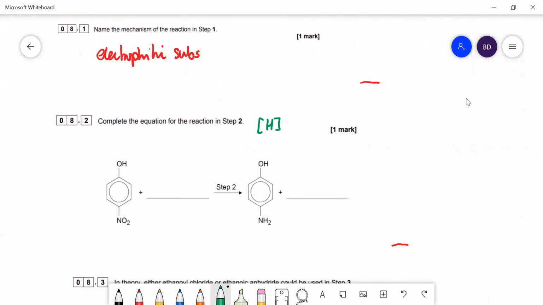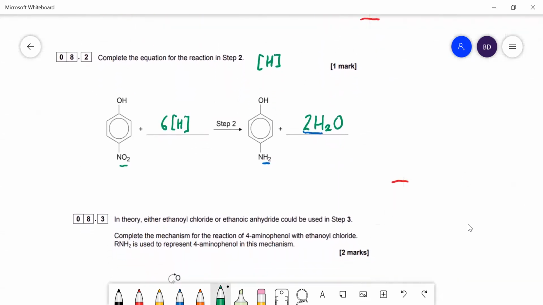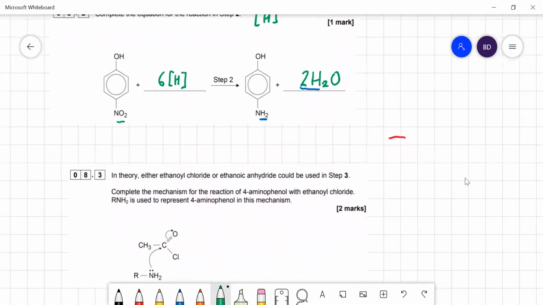Right. Okay, so what is going to happen to these oxygens? They're going to end up on the other side of the equation as waters. So that's going to be H2O there. We're going to need 2 H2Os. There's 2 oxygens to get rid of. Now, how many extra hydrogens have we got? Well, on the right-hand side of the equation, we've got those hydrogens extra and those hydrogens. That's 6 hydrogens extra. So that means we need a 6H there. The reducing agent there, of course, would be tin and hydrochloric acid, but it doesn't ask you that.